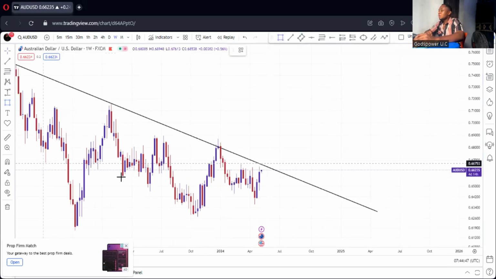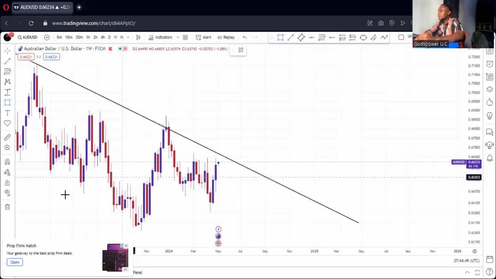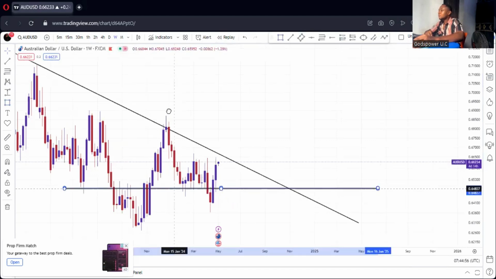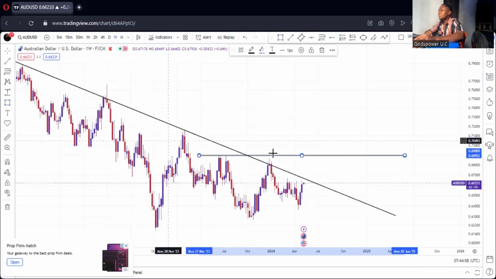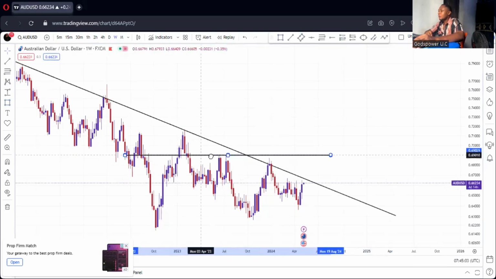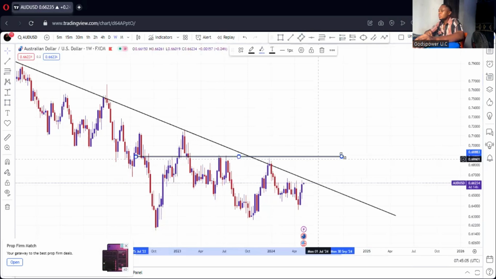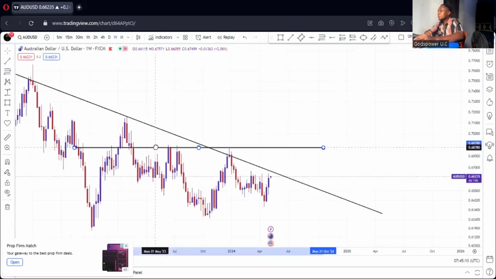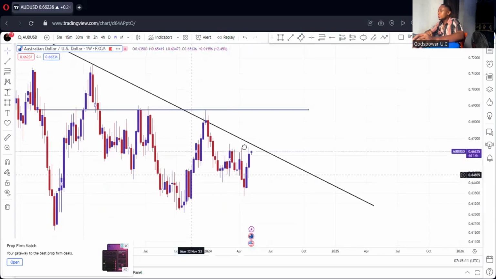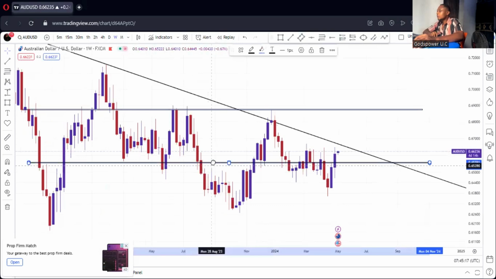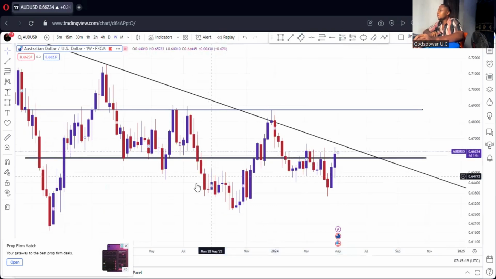So let's go ahead and plot out our zones. I think I have a zone here. Let's start from the top, where the market is coming from. There's no need to go that far. I have a zone here. Let's make it make more sense. So guys, this is a zone. There is another zone here.